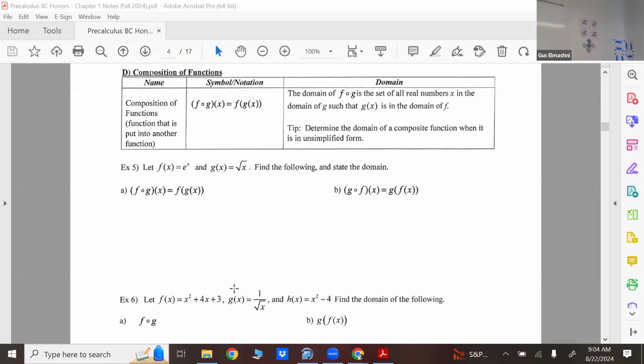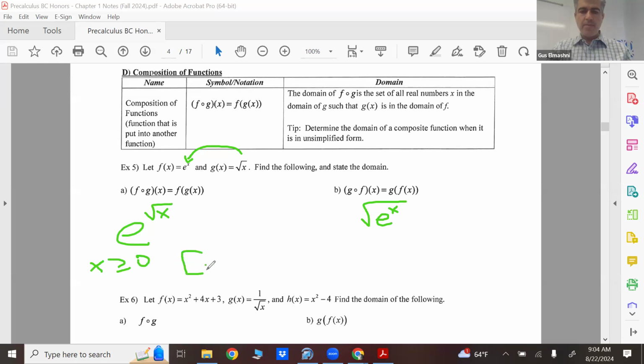Okay, so F open circle G means you're doing F of G of X, and then the domain of F. When you find the domain, you have to consider the inside first, and then after you plug it in. So for A, if I were to work that out, that would be F of G of X. So I replace the X in e to the X with root X. Or here, G of F is going to be this. So it's pretty clear X has to be greater than or equal to 0. So that's my domain.